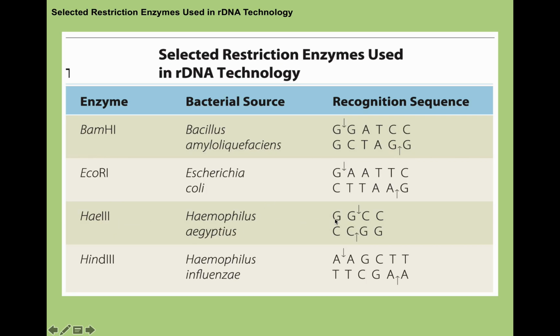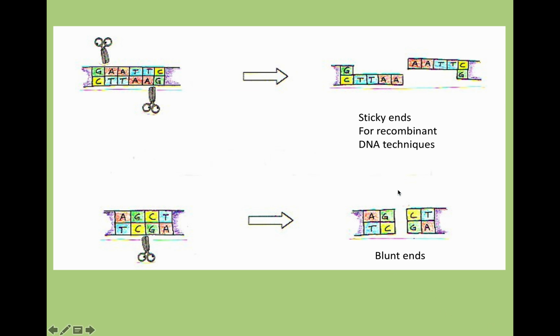HaeIII here, for example, recognizes GGCC. So where the enzyme sees the GGCC, it will cut straight through. And that creates what are called blunt ends. Blunt ends here, as illustrated in this image, would be more for an application of DNA fingerprinting. We'll talk about DNA fingerprinting here in a moment.